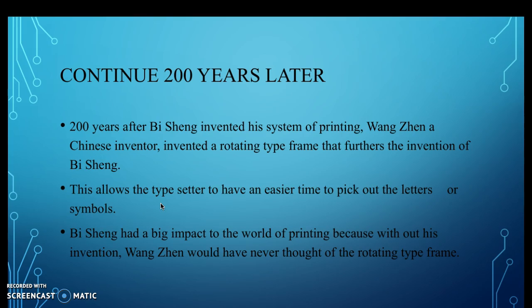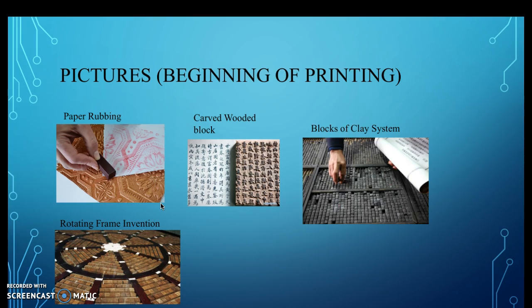Bi Sheng had a big impact on the world of printing because without his invention, Wang Zheng would have never thought of the rotating type frame. So these are some of the pictures and the methods that the Chinese used: paper rubbing, carved wooden blocks, the blocks of clay system, and the rotating type frame invention.